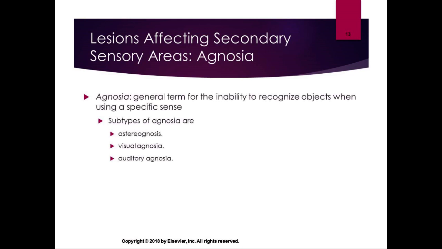So all lesions affecting secondary sensory areas are called agnosia, and it's the general term for the inability to recognize objects when using a specific sense. So the subtypes of agnosia are astereognosis, visual agnosia, and auditory agnosia. So those are all, and agnosia, you can think of it as the inability to know, inability to recognize objects. Even though your peripheral senses are intact, that part of your brain can't recognize the information that is coming into it.